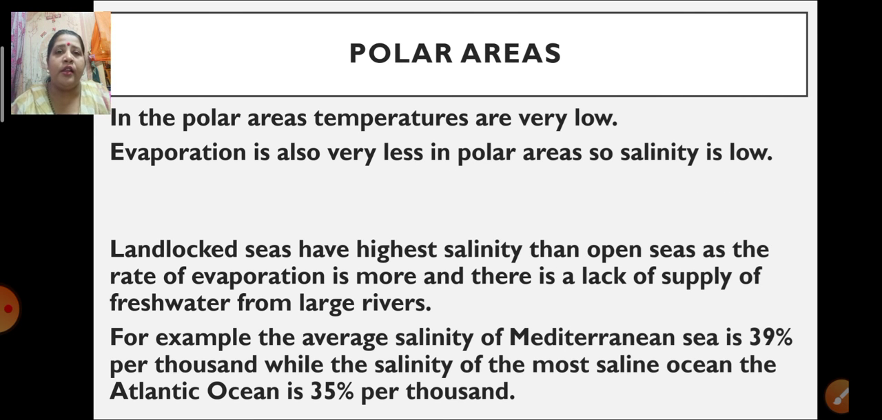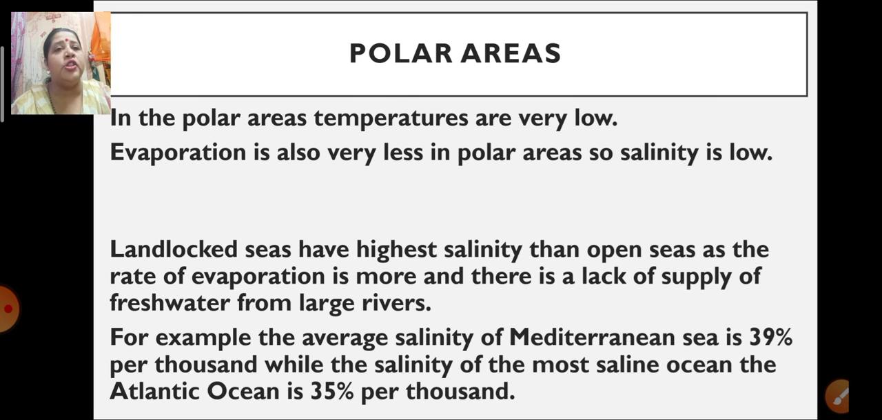Now the next part is the polar areas. Let's talk about the polar areas. You all know the condition of the polar areas. Hardly any rays of the sun reach over to the polar areas. So what will be the temperature over here? The temperature is going to be very, very low. If temperature is low, evaporation is also going to be very less.